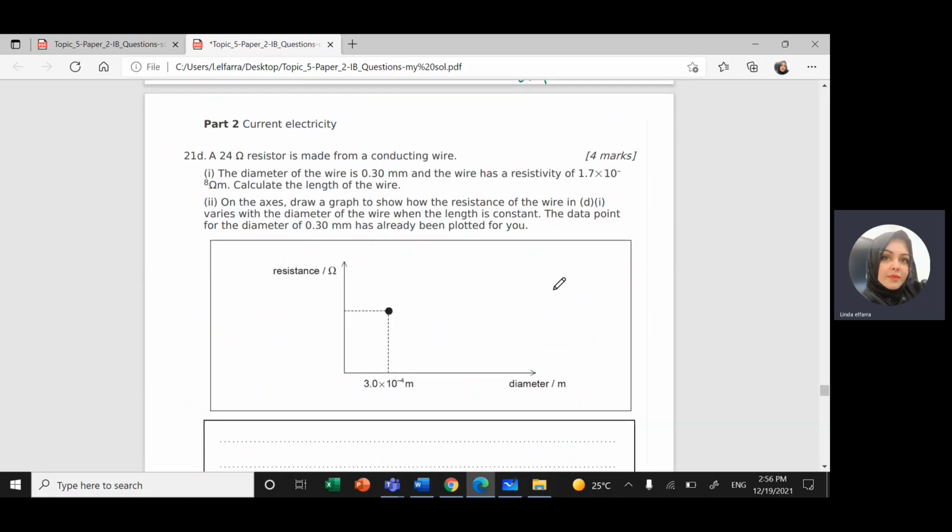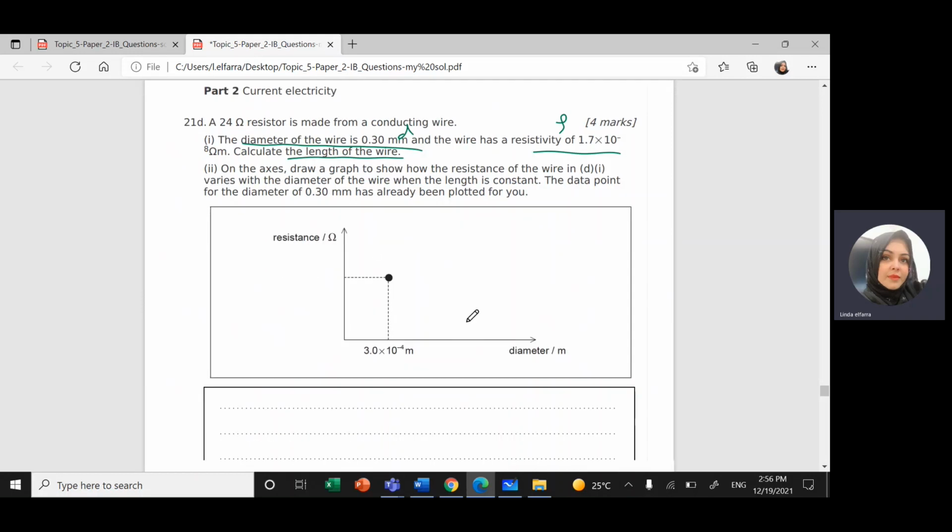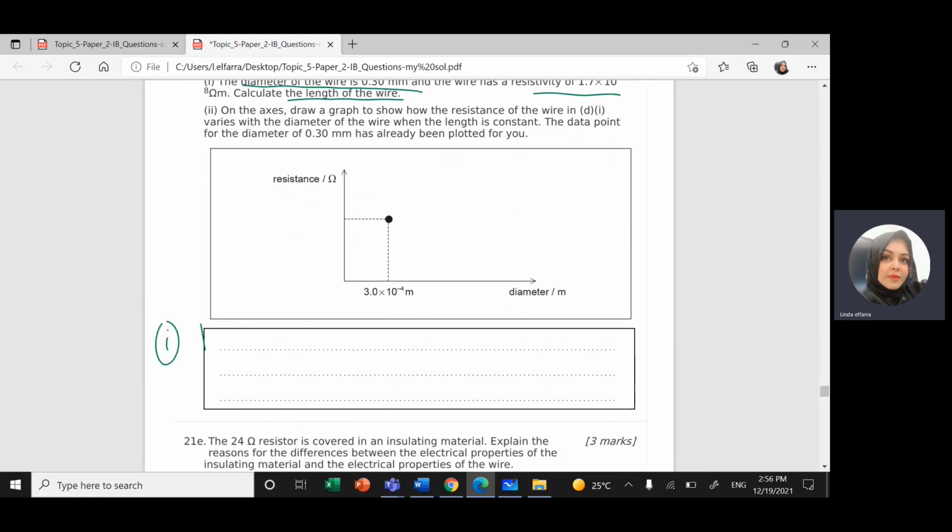We have part D now of the same question, and it's related to electric current. I have a 24 ohm resistor made from a conducting wire. The diameter of the wire is 0.3 millimeter. The wire has a resistivity, so this is rho, and this is the diameter. Calculate the length of the wire, and this is easy. We can calculate it from this equation: R equals the resistivity times L divided by area. Cross multiplication and find L. So L will be R times the area divided by rho.